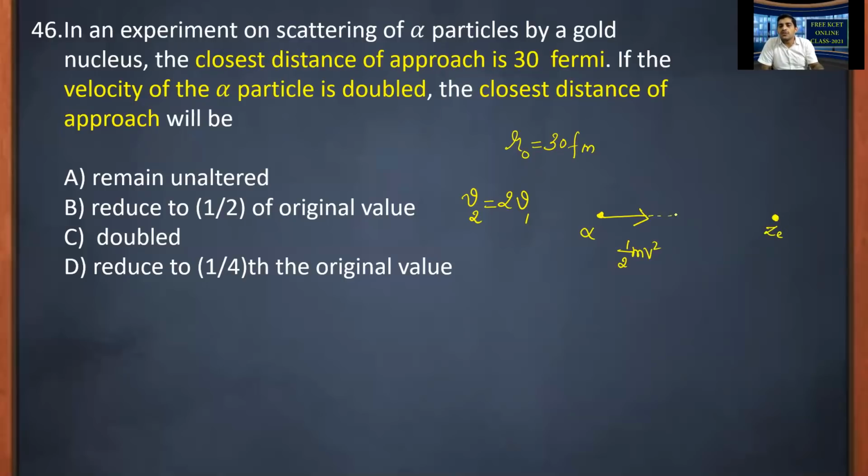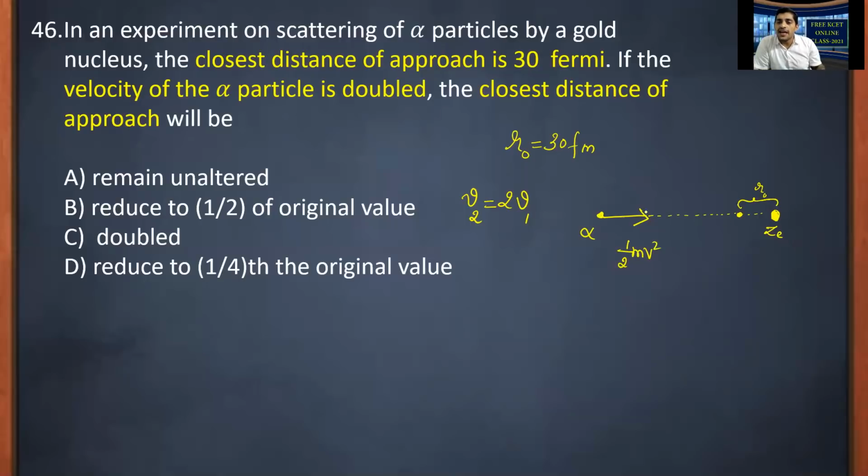As it comes closer and closer, what happens? Kinetic energy gradually decreases, right? So kinetic energy gradually decreases. Till what distance? Imagine if the alpha particle can reach till this point. This distance is what we refer to as the closest distance of approach, say R.